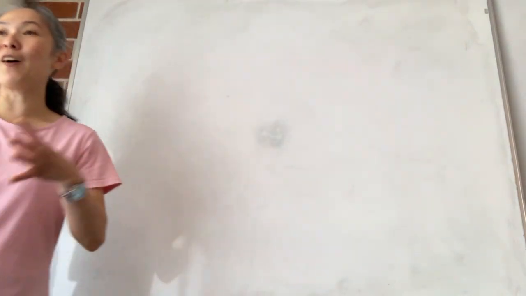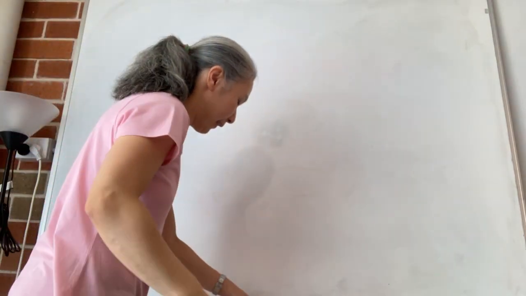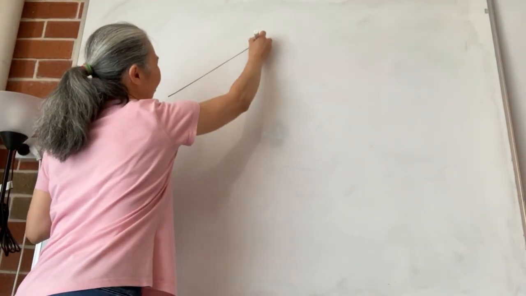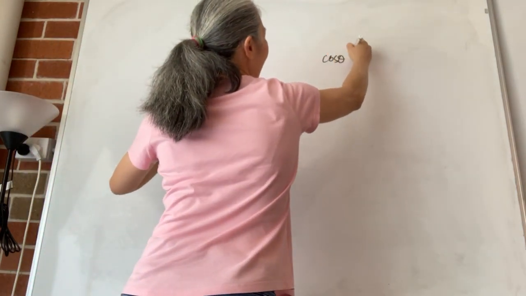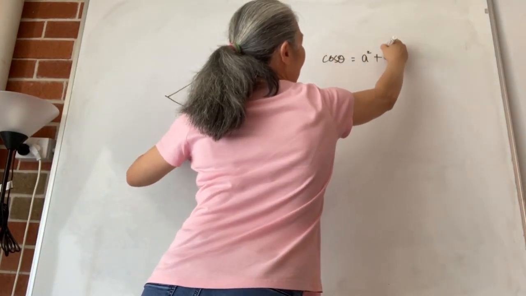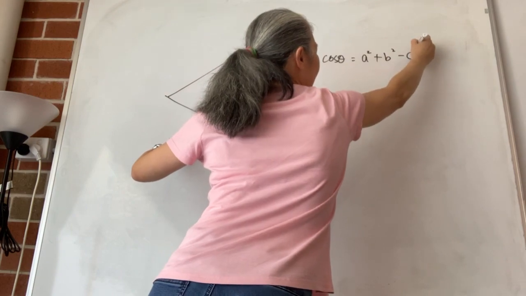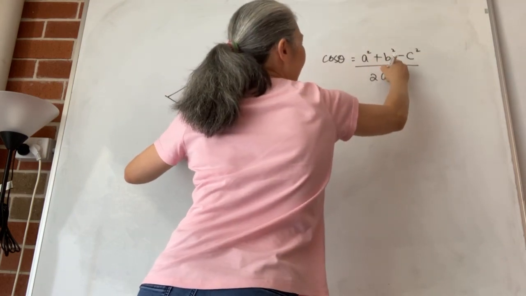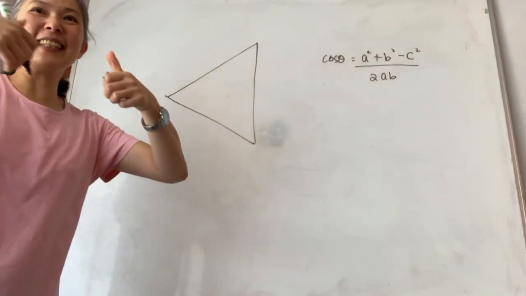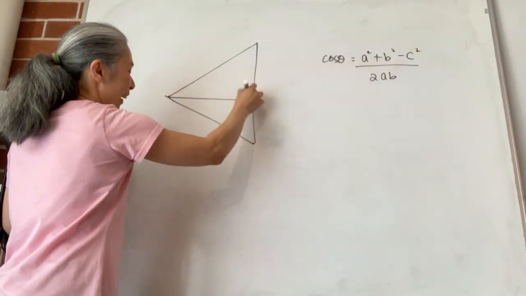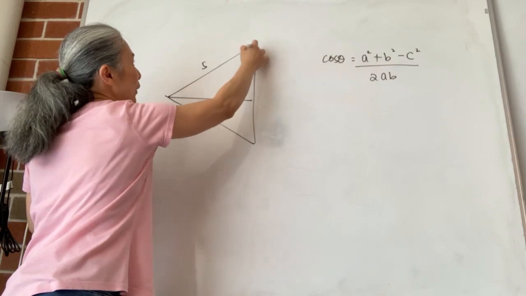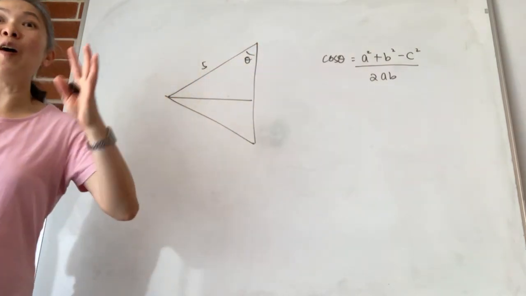Because it's asking about cos theta. So cos theta equals what? How is the cos rule stated? Cos theta equals a squared plus b squared minus c squared, all over 2ab. Yes, you all know it, it's at the back of your head. You just need to start saying that cos theta equals.